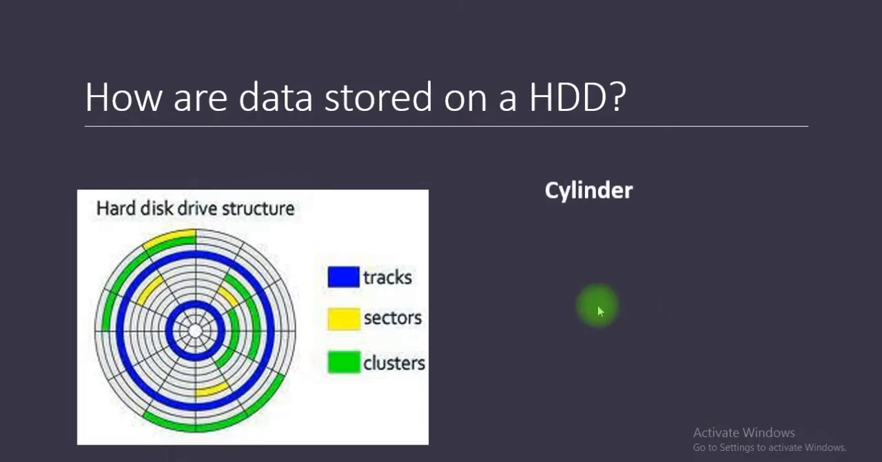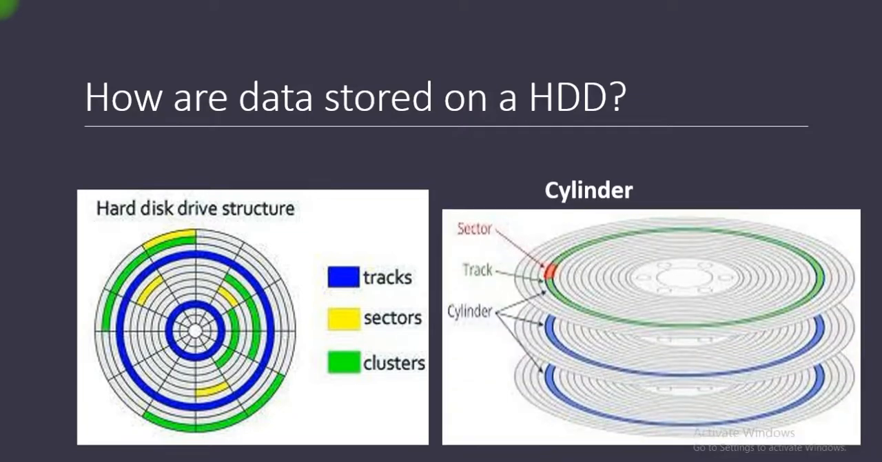Then we have another file structure, which is the cylinder, and this diagram illustrates that. With a cylinder, the concept refers to the same area, the same sector and the same track, on multiple disks.